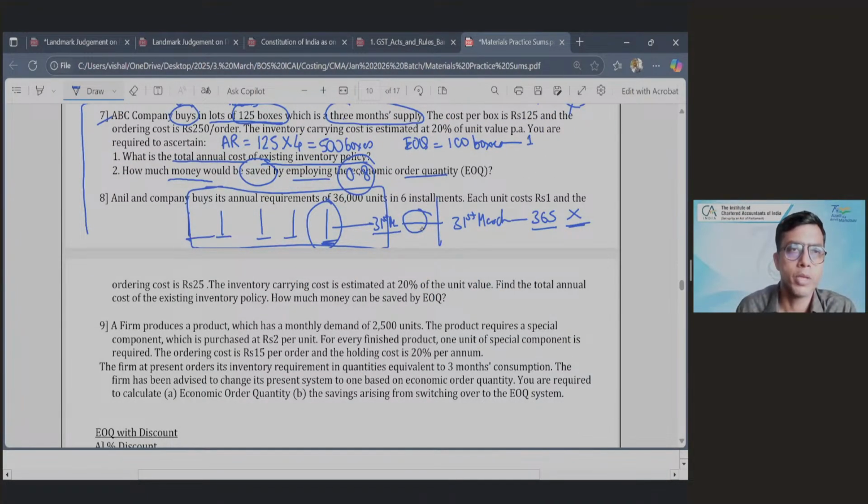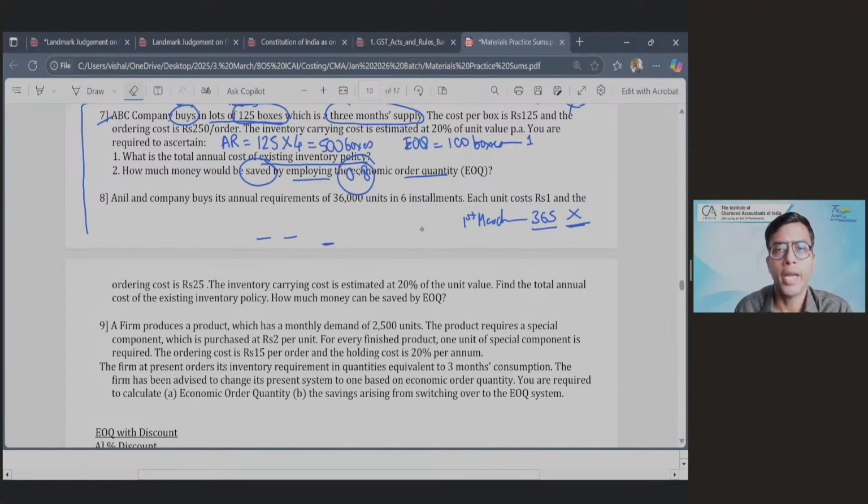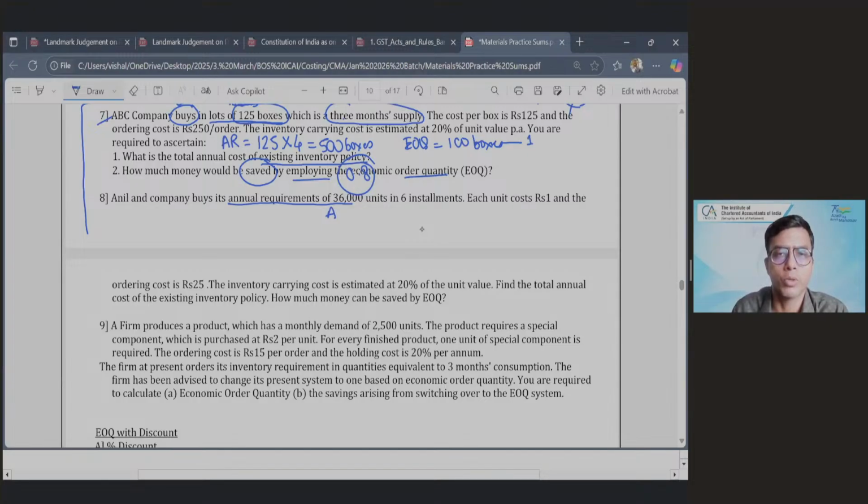Okay, so let me take you to this next question. Students, again, pay attention to the language. Only the language is the key factor. Other things you will find that the solving, the formula, everything remains the same. Now it says Anil and Company buys its annual requirement of 36,000. So here we know AR is 36,000, in 6 installments. It means presently their ROQ is 36,000 divided by 6, it is 6,000 units. So presently what they are ordering is 6,000 units every time. And this they are doing 6 times a year. Correct?